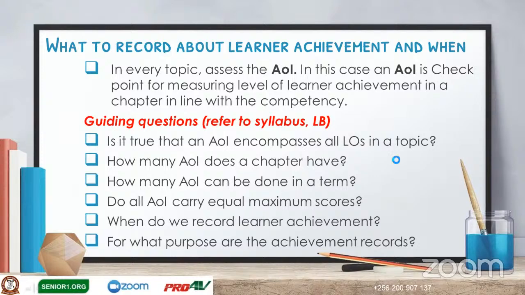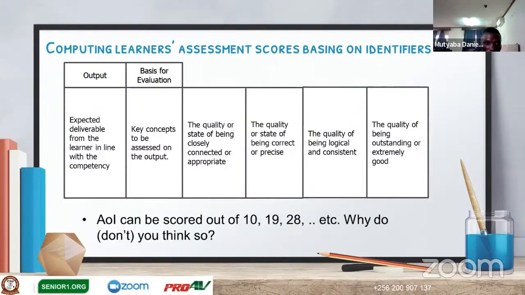Okay. All right. If we go back to computing learner assessment score based on identifiers. Please note this, you have the output, the basis for evaluation, the race. And then I'm saying here, bullet here, an activity of integration can be scored out of 10, 19, 28. Why do you think so? What brings this deviation that the scores of activity of integration can be out of 10, out of 19, out of 28?